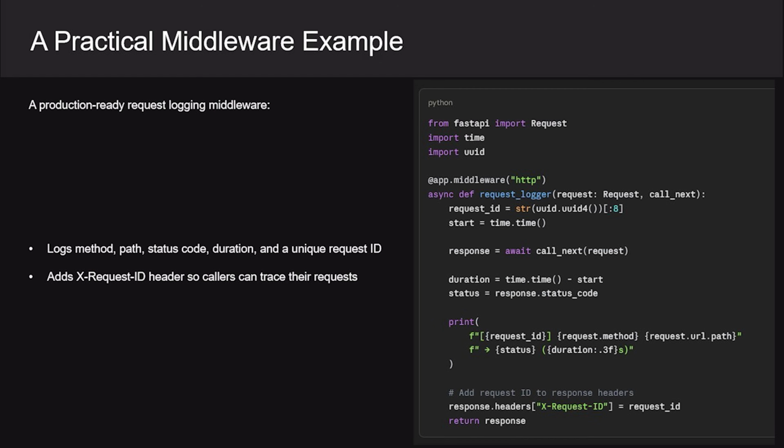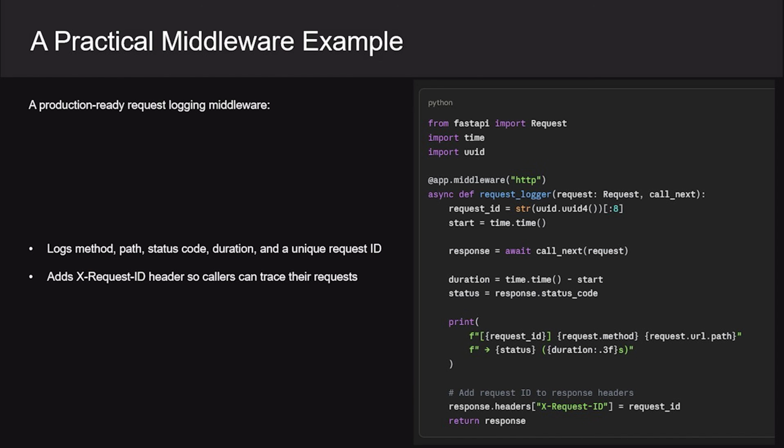So here is the production-ready version. Three things happen at the top. A short request ID is generated from UUID and the start time is recorded. And then call_next lets the request through. After the endpoint responds, the middleware calculates the duration and grabs the status code from the response. The print statement logs all four pieces of information together: request ID, method, path, status code and duration in milliseconds. Then the two lines add the request ID to the response header as X-Request-ID and return the response.